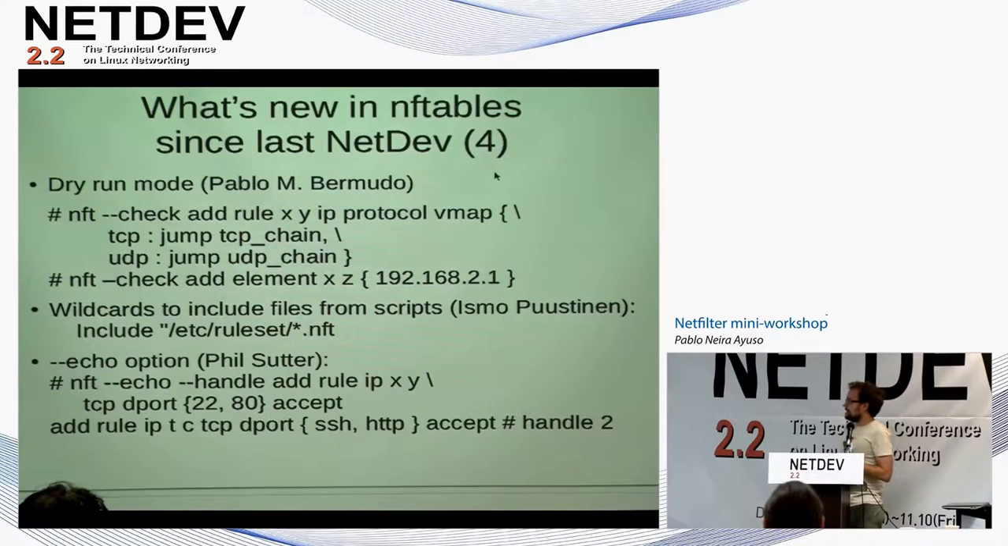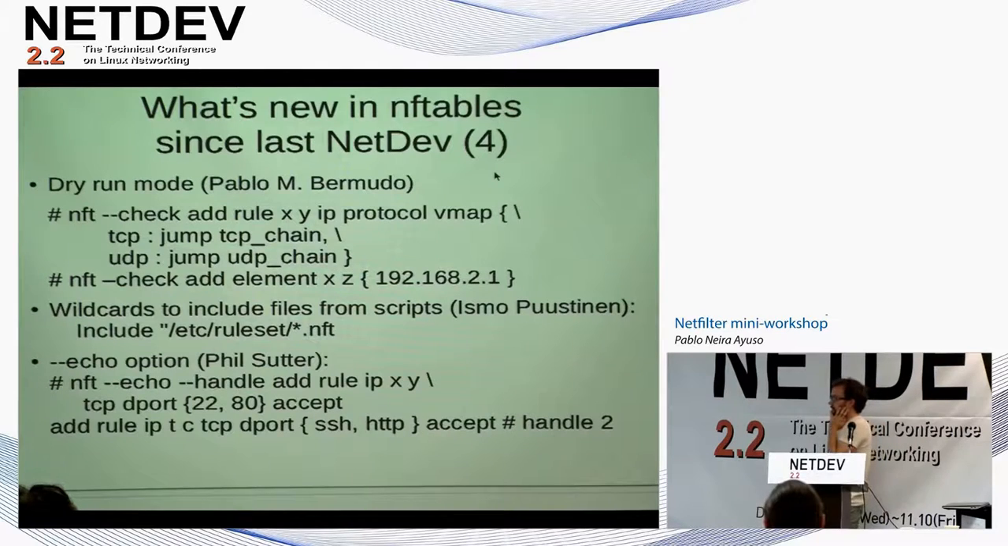So that is now upstream, and now we have also the echo option. The echo option is basically exposing the netlink echo flag semantics. It's an option to print exactly what the kernel has added. Specifically, this allows us to fetch the unique handle.